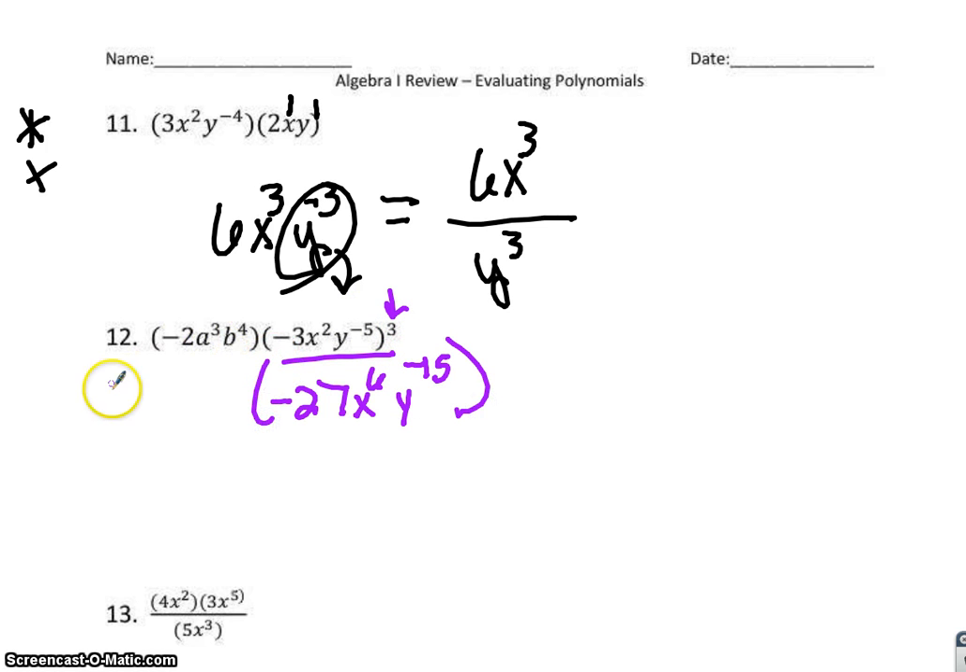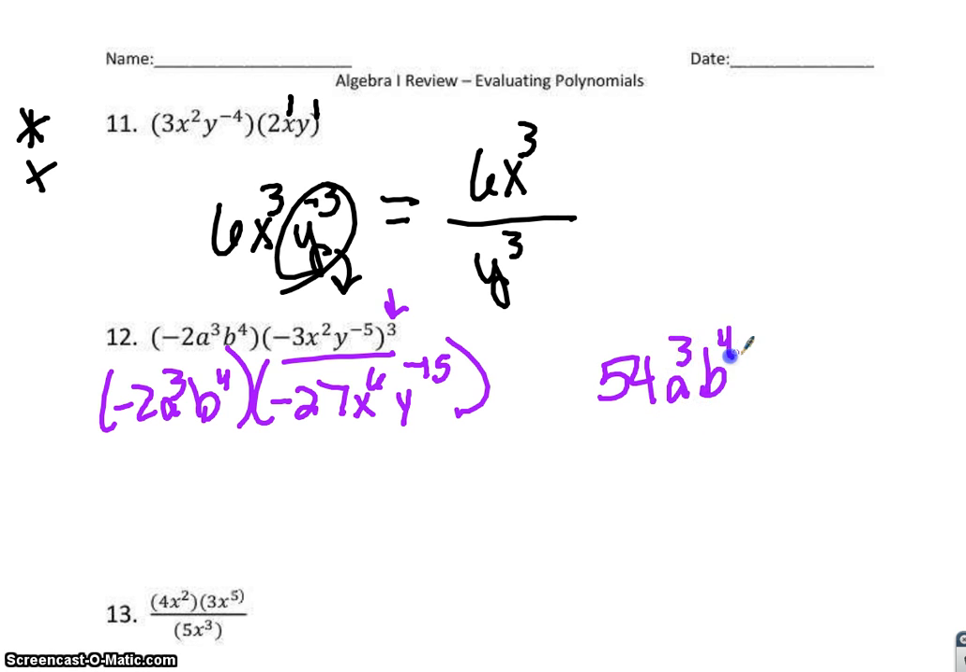This is getting multiplied by your negative 2, a to the third, b to the fourth. So now we're multiplying, which means we multiply the big numbers and add the small ones. Negative 2 times negative 27 is a positive 54. All of our letters are different, so you can't really do anything with them, and you just write them all down. A to the third, b to the fourth, x to the sixth, but y is to a negative 15, so it has to go in the bottom.